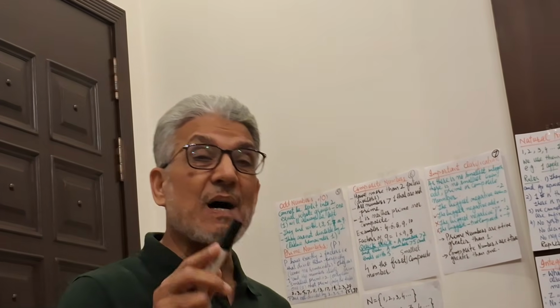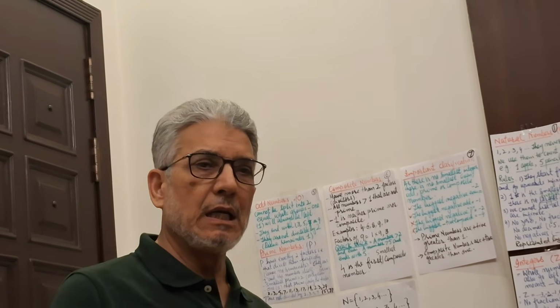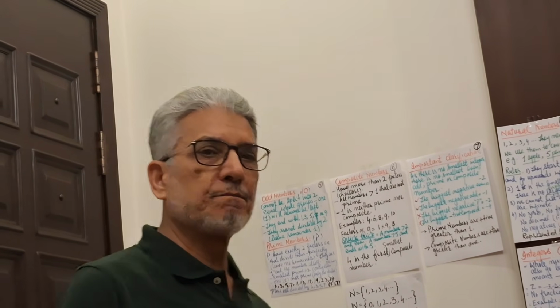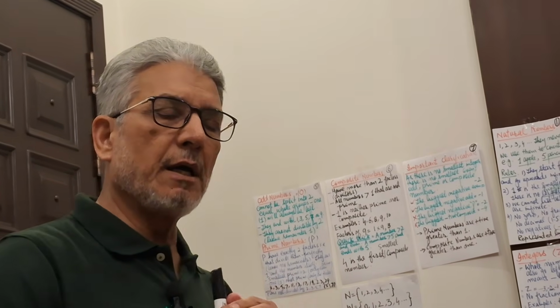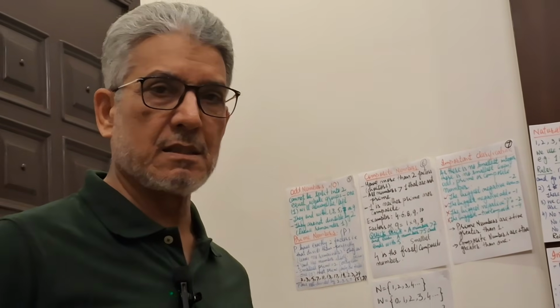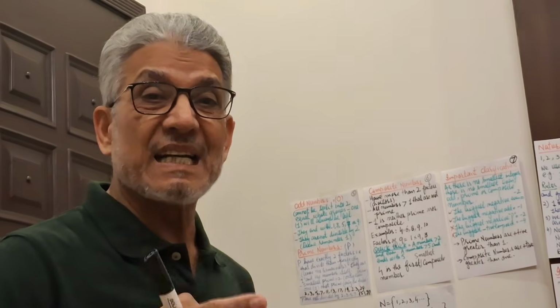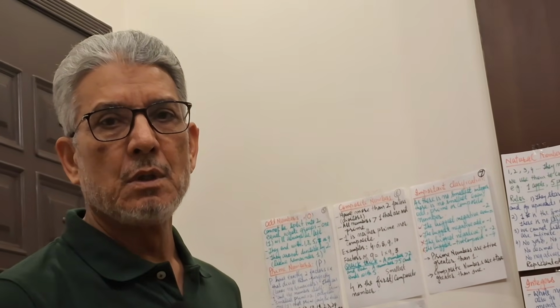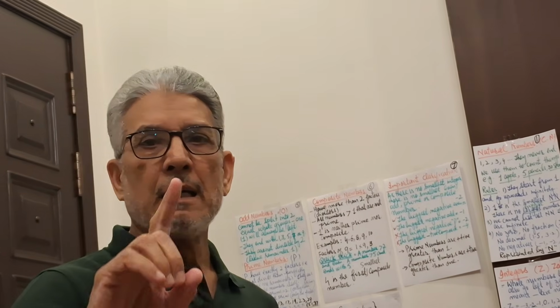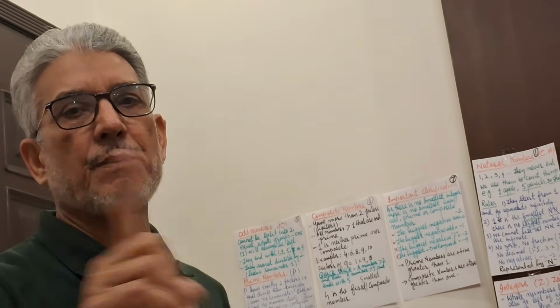Well, what is the smallest prime number? If we talk of natural numbers, whole numbers and integers, which number is the smallest prime number? 2. Because negative numbers cannot be prime.